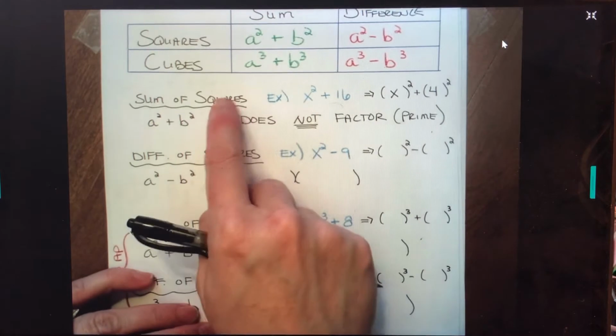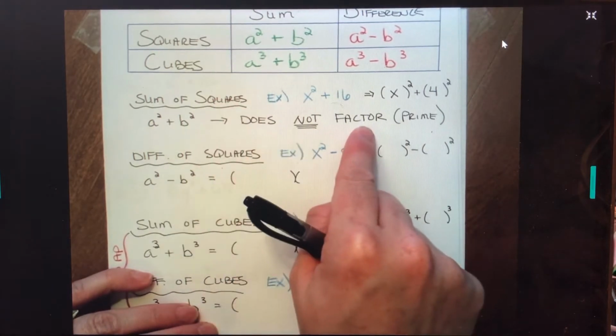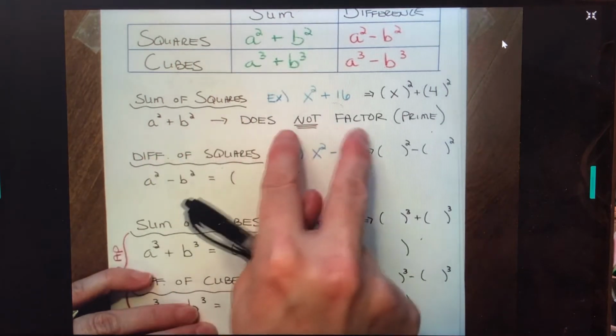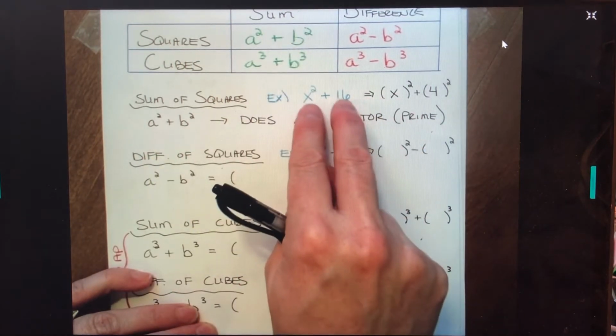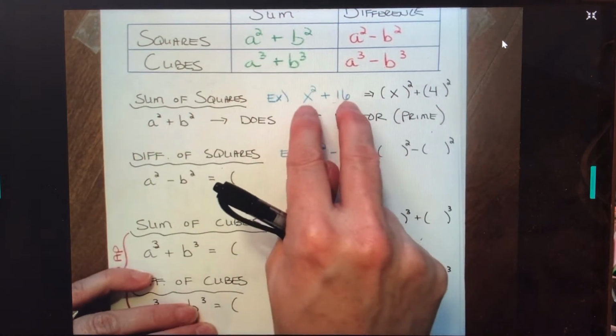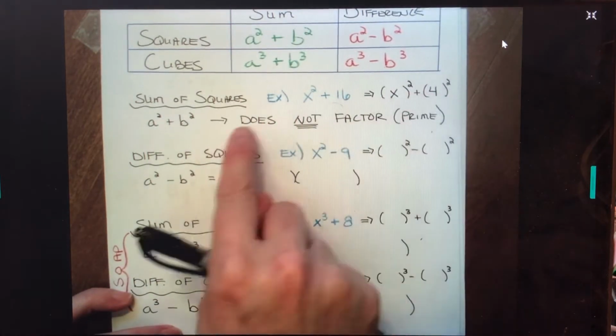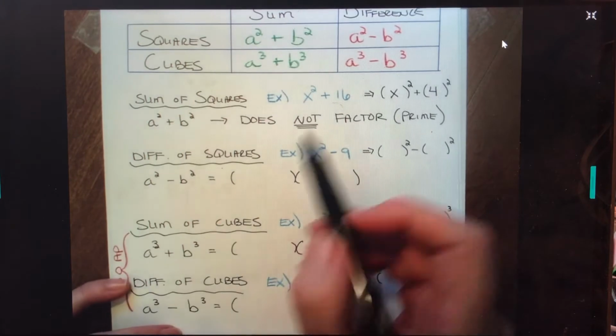And so even though this is not factorable because it follows the one that I mentioned up here, the one that doesn't factor, it's still a useful exercise because it allows us to practice thinking about things as squares, because that same skill set we'll use down here on difference of squares.